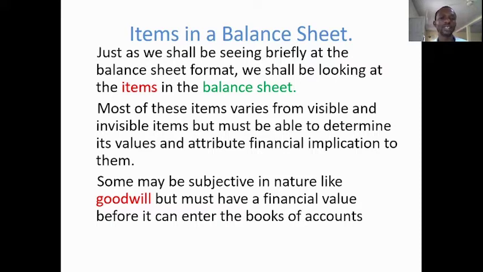Now, when we say items are visible and invisible, just as the name implies, there are items in the balance sheet that you can see, that you can touch, that you can feel. You also have some that you may not be able to touch. You can't see it, you cannot feel it with your hands, you cannot understand their existence, but they are there. Some may be subjective in nature, like goodwill, but must have a financial value before it can enter the books of accounts.